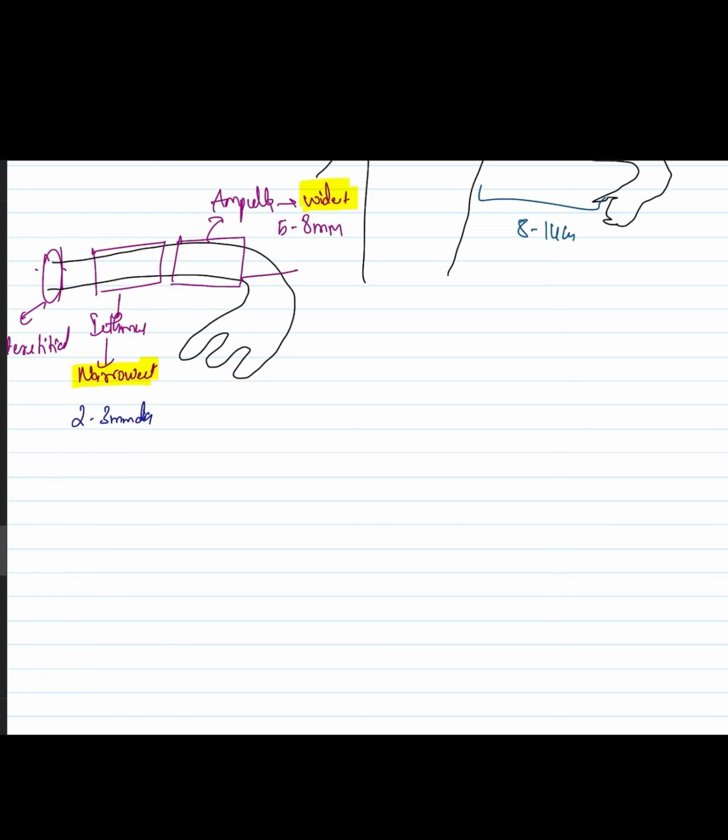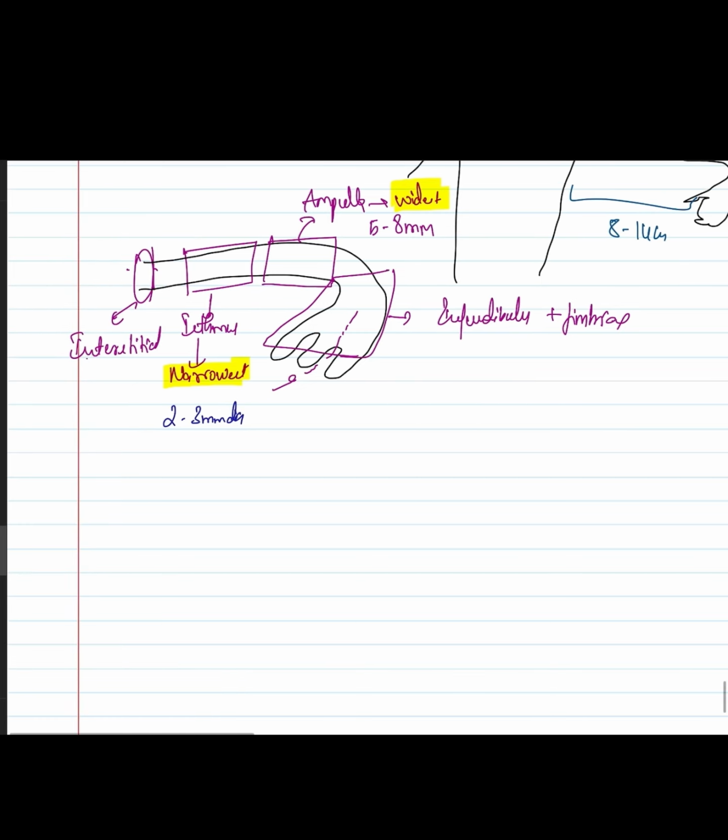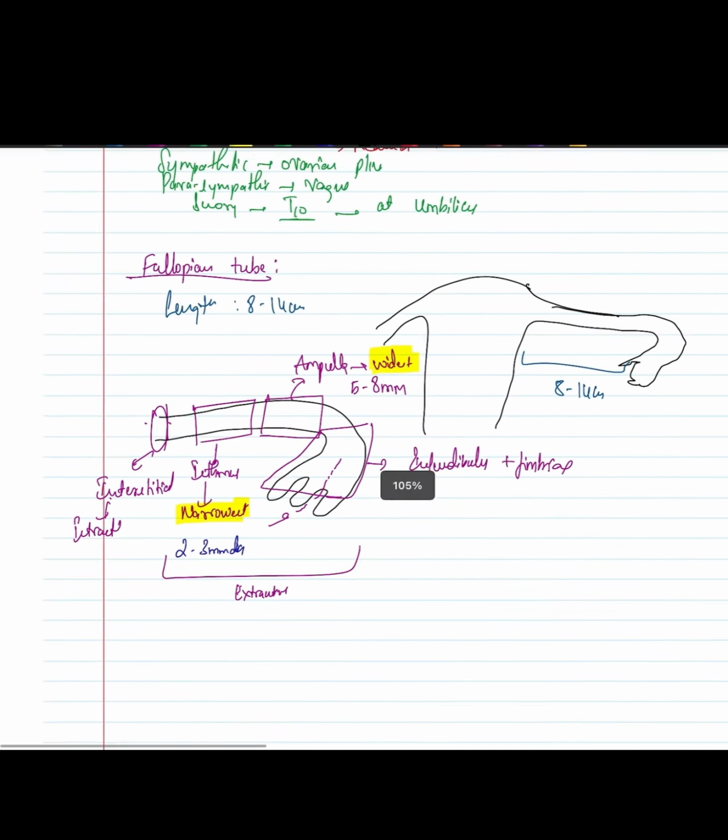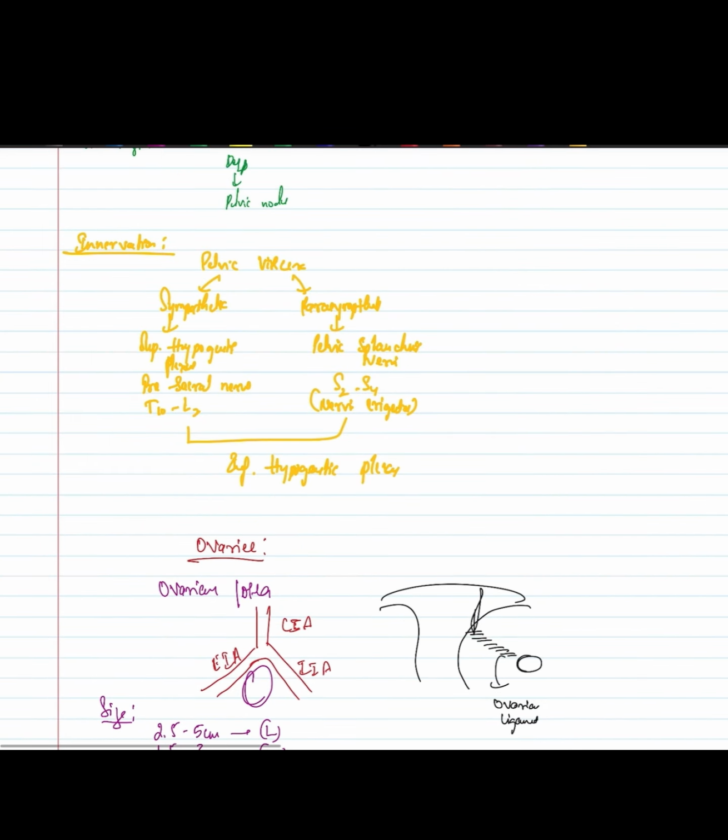Next comes your infundibulum plus fimbriae. The fimbriae have finger-like projections, so they help in retrieving the oocyte whenever it gets released during ovulation. I have told you this is the intrauterine part. Remaining all are extrauterine parts. Okay, so with this I will be finishing the anatomy of the internal organs.